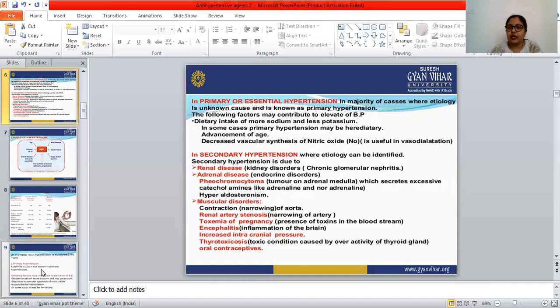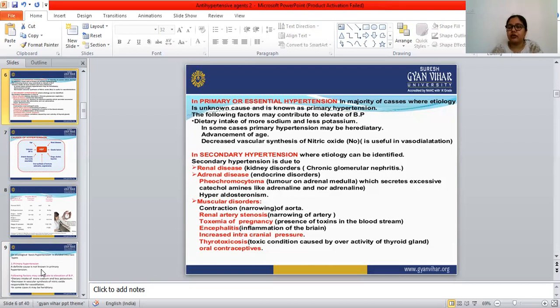In some cases, primary hypertension may be hereditary, meaning that it may be genetic. Advancement of age, meaning as the age increases, there is a chance of essential hypertension in people. Decreased vascular synthesis of nitric oxide: if the nitric oxide is synthesized in low amount, then also this essential hypertension is caused. So this is the primary or essential hypertension.